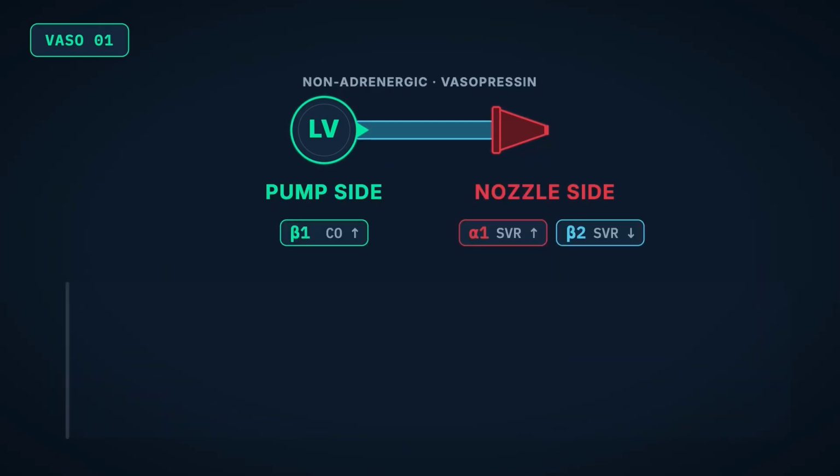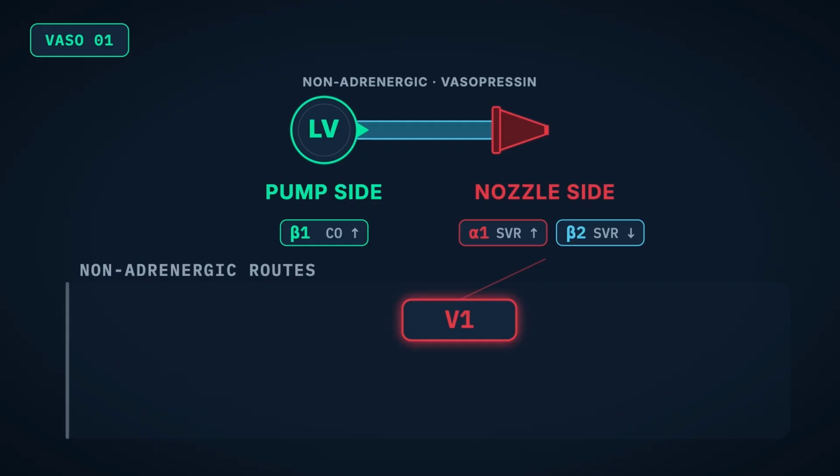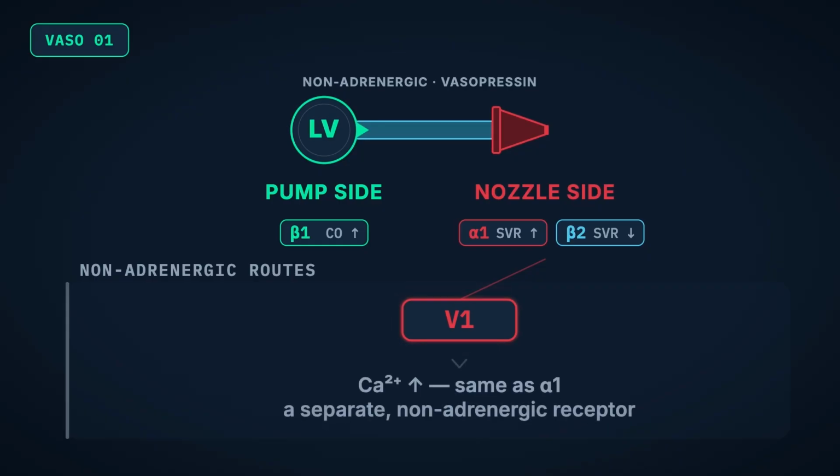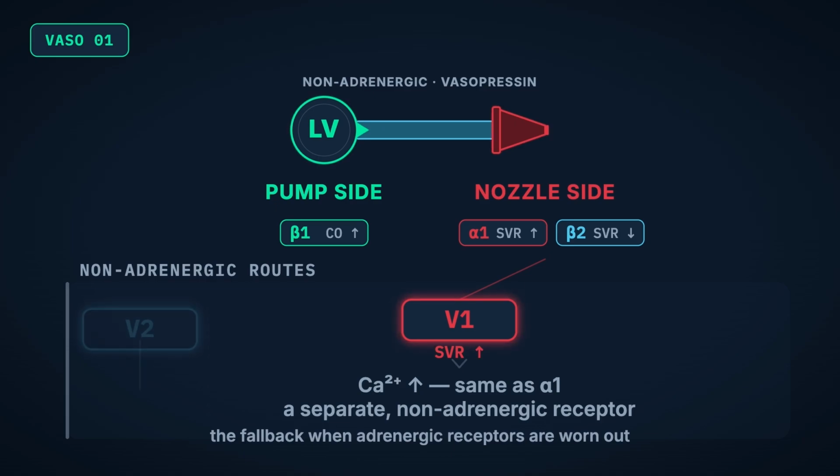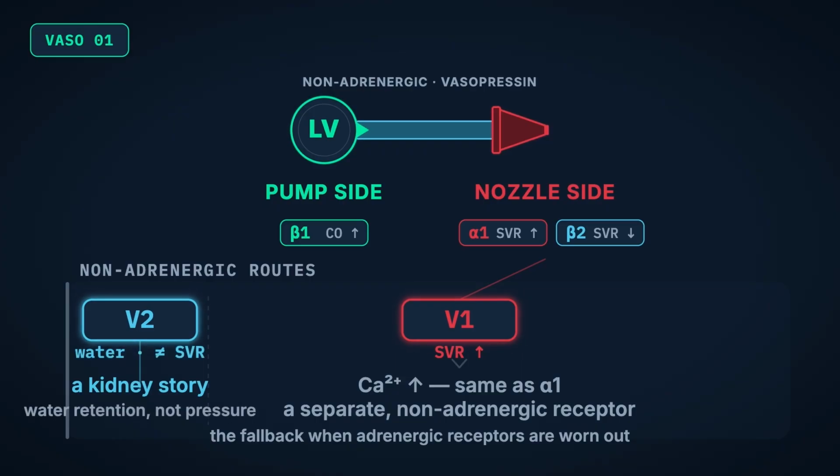Vasopressin works on a completely different pathway. V1 receptors, also on the vessels, use the same calcium mechanism as alpha-1, but on a separate, non-adrenergic receptor, which matters most when a patient's adrenergic receptors are worn out from prolonged catecholamine exposure. V2 receptors are a kidney story, not a pressure story. They drive water retention, relevant to fluid balance, not SVR.